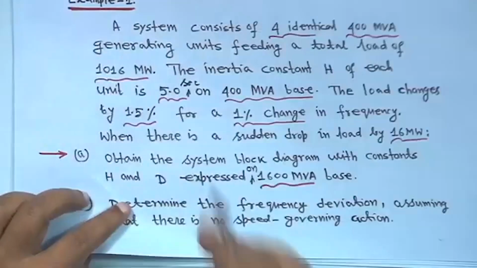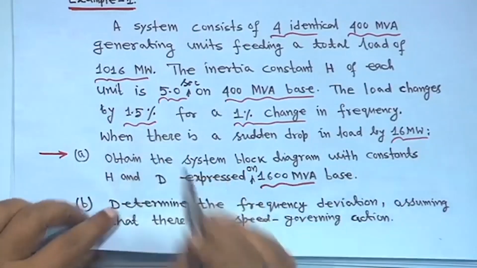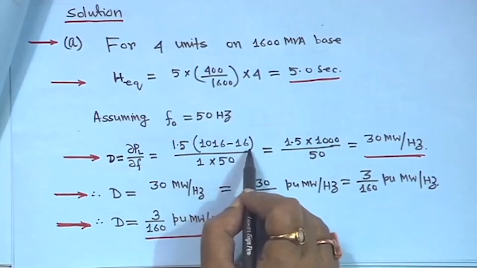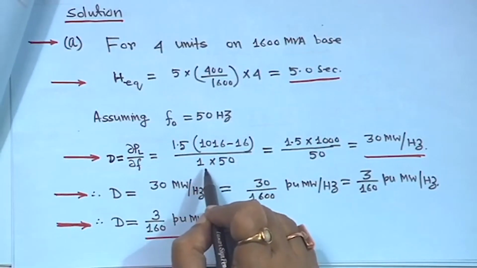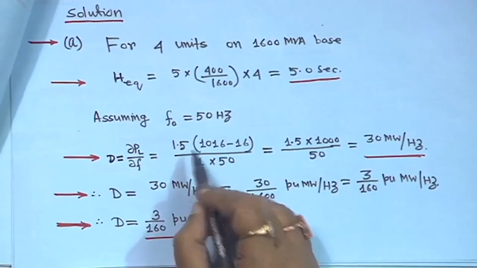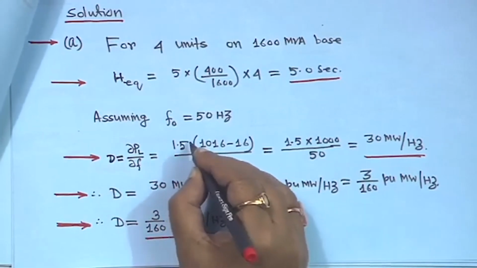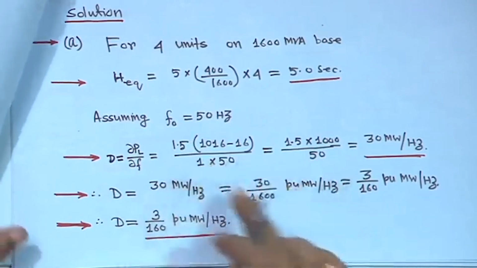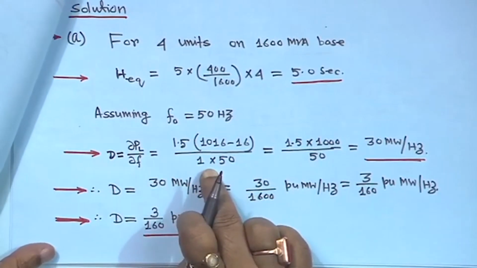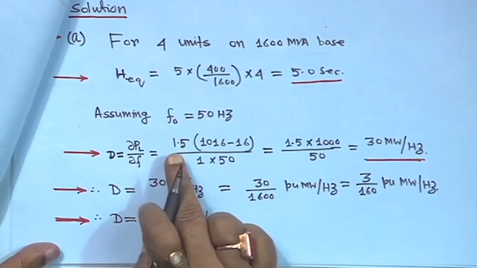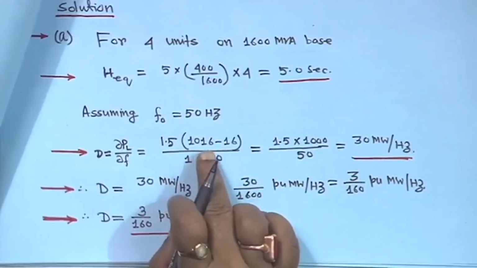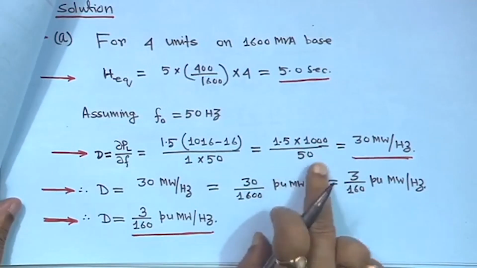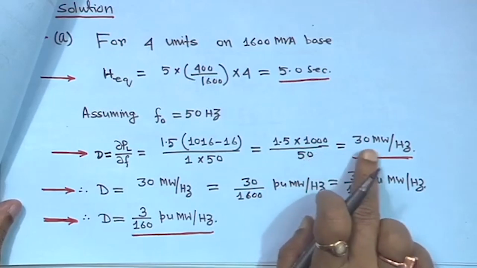The load changes 1.5%, that means it will be 1.5 into (1016 minus 16) divided by the 1% change in frequency, which is 1 into 50. The percent will be cancelled: 1.5% is 1.5 upon 100, 1% is 1 upon 100, so the 100 cancels. So directly we write 1.5 into (1016 minus 16) upon 1 into 50. If you simplify and multiply, it comes to 30 megawatt per hertz.